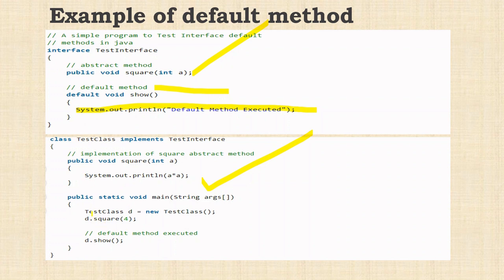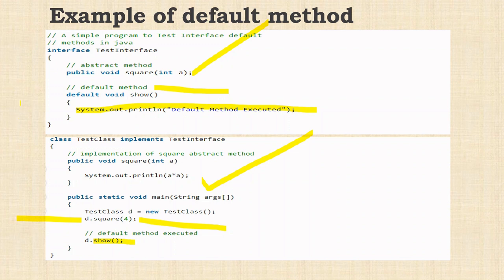We have created the instance of the test class. If you want to call the concrete method, we call d dot square, which is the abstract method implemented in the test class. We have already implemented square inside this test class, so we can call d dot square. This is the normal scenario. And if you want to call the default method, then we can call d dot show. We have created the object for this test class and we are calling d dot show.